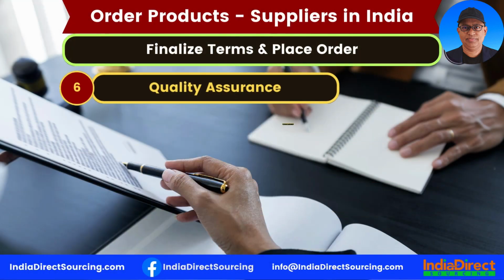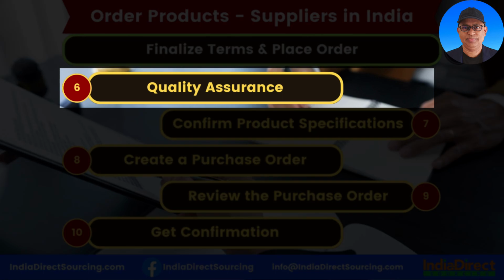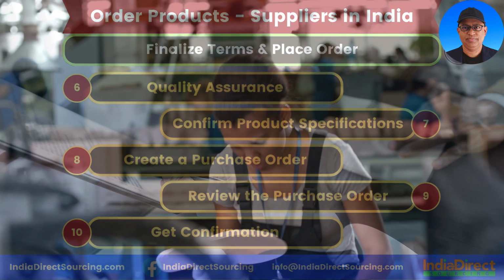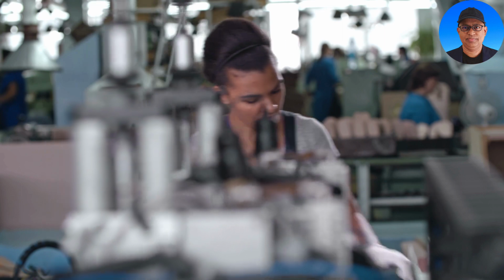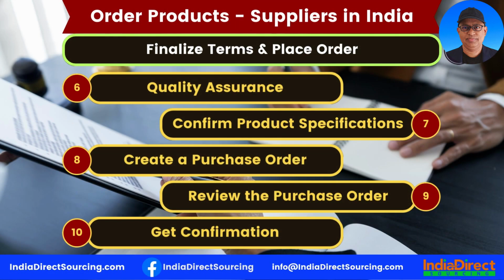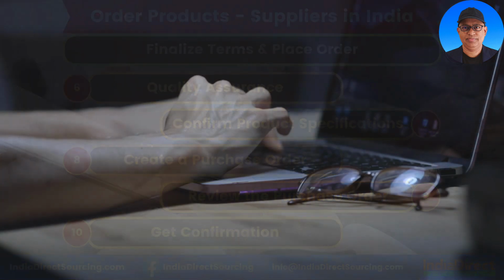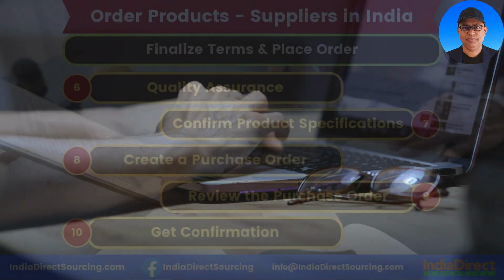Let's move on. Okay, number 6 is quality assurance. So express the importance of high quality products. Make sure the supplier knows you expect products that meet your standards and specifications. Number 7 is confirm product and specifications. Double check that the supplier has all the correct details about the products you are ordering. This helps prevent mistakes in your orders.